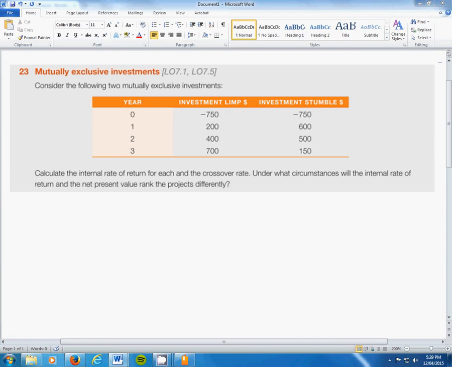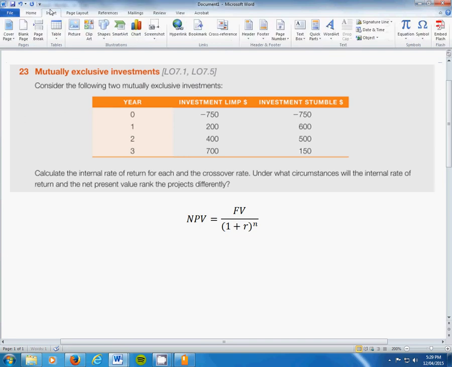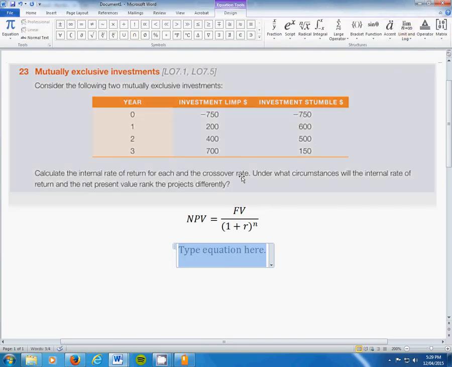So you will recall that our net present value formula is this one: future value divided by 1 plus r to the power of n. So in this case, let's work out the net present value for the total investments. We need to do this for every year. So we can start out here, and we'll start up with our first one. There's no discounting because it's the minus 750. The 750 cost of investment is an upfront payment.